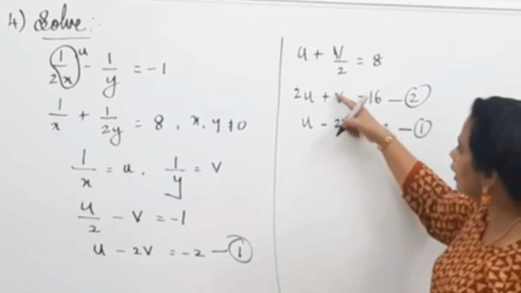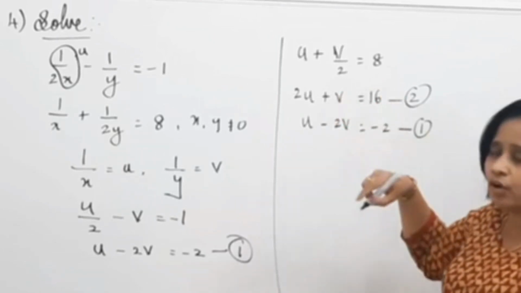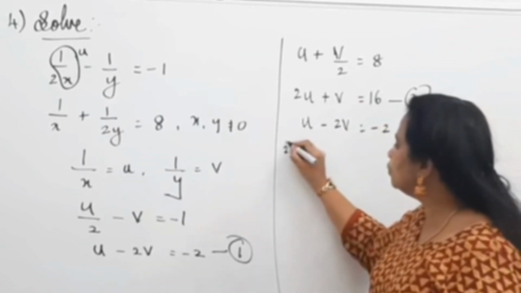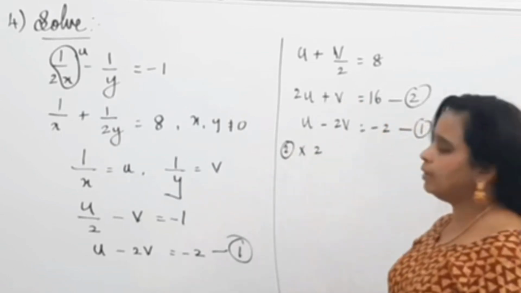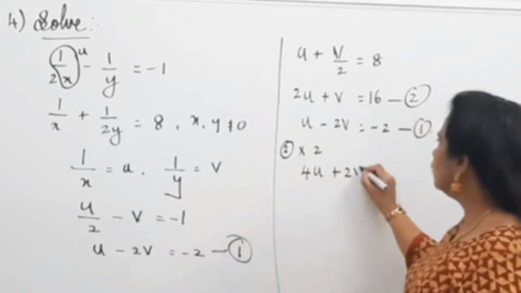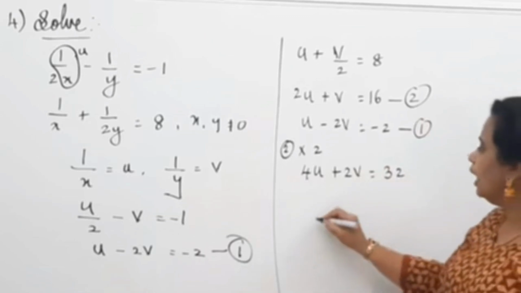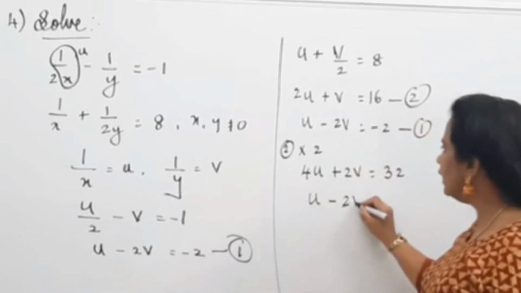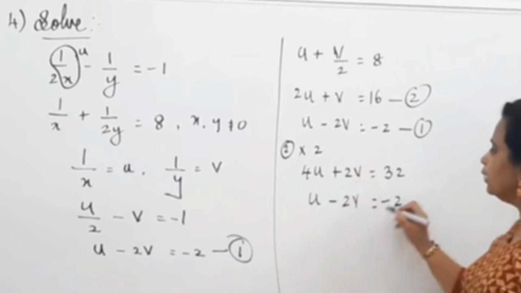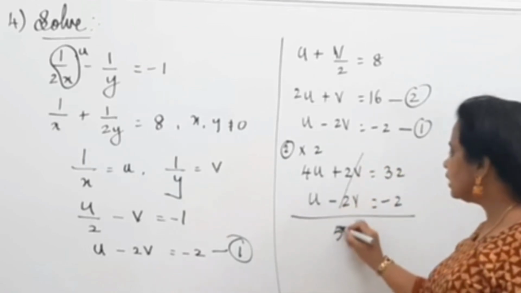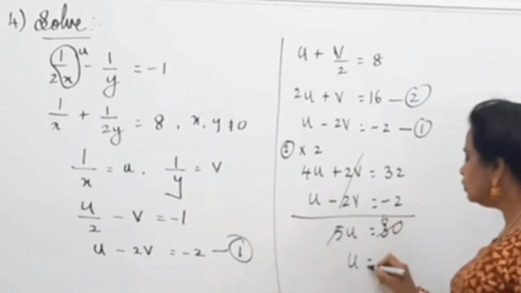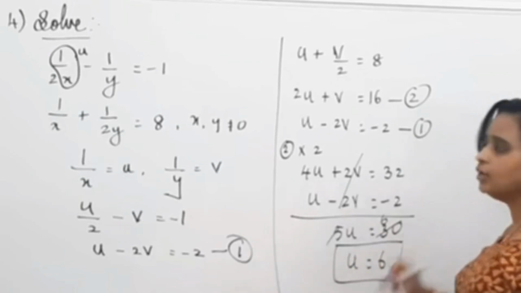Now I have to have the same coefficient. So I have to multiply the second equation by 2. So equation 2 multiplying by 2, I get 4u plus 2v is equal to 32, and in this I'm not doing anything since the v coefficient becomes the same. I'm not doing anything. I just cancel it. That is 5u is equal to 30. On simplification, u is equal to 6. I got my u value.